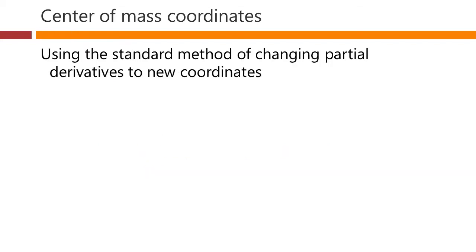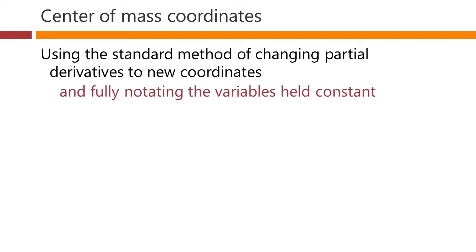Well, now we're going to use the standard method that we can use to change partial derivatives to new coordinates. And for this system, this equation looks a little bit daunting, but it's straightforward. And here we're also fully notating the variables that we hold constant, just to make everything as clear as possible.